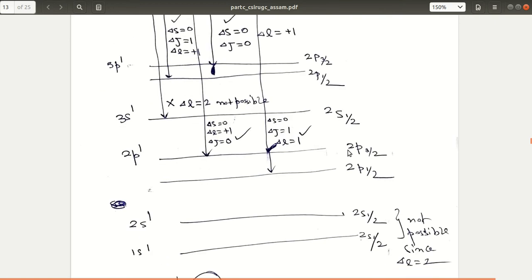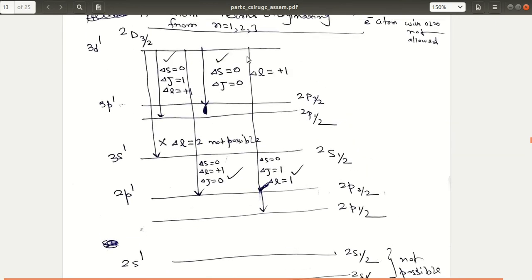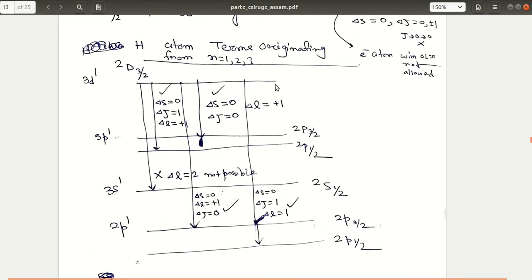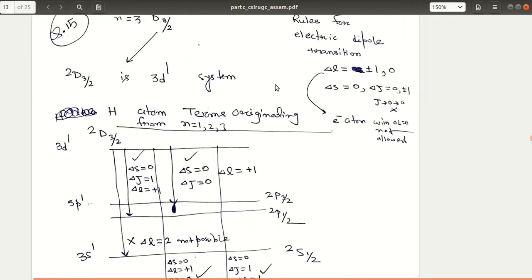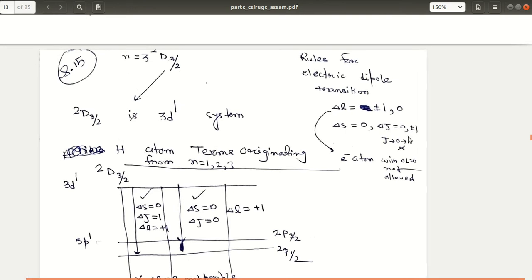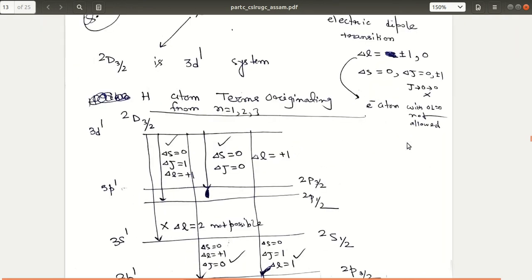So from 2D 3/2 to 2S 1/2 it is not possible, because the delta L conservation is not satisfied. For electric dipole transition we have delta L equal to plus or minus 1, and basically delta S should be 0 and delta J should be 0 or plus minus 1, but a 0 to 0 transition is not possible.